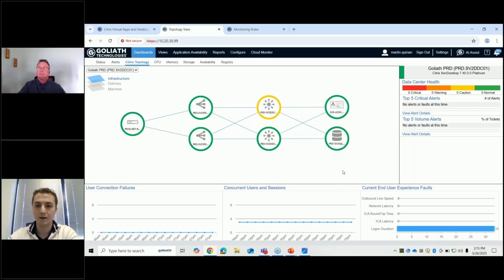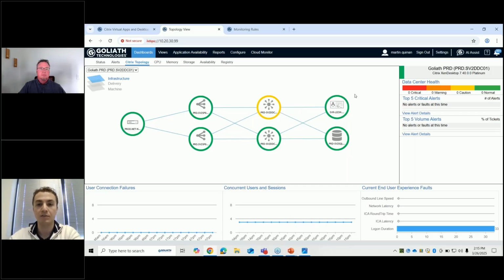Yes. All right, awesome. So getting into the product, I did want to show everyone just initially what Goliath does out of the box by default. And then we're going to layer in some of the capabilities of our Citrix Health Check module.